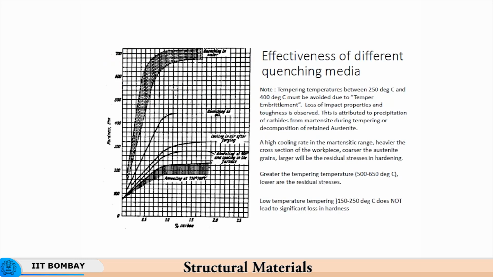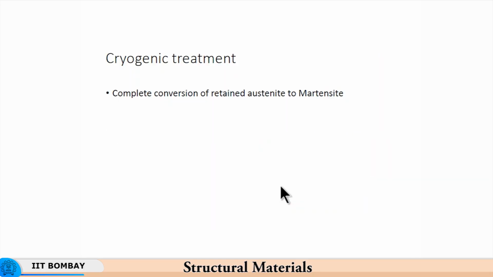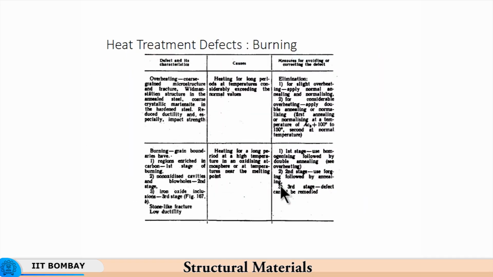The effectiveness of quenching media we also discussed. We have different quenching media, like water for example would give us a very high rate of cooling, whereas oil will give us a much lower rate of cooling. Then we saw cryogenic treatment, and then we came to heat treatment and defects due to heat treatment.